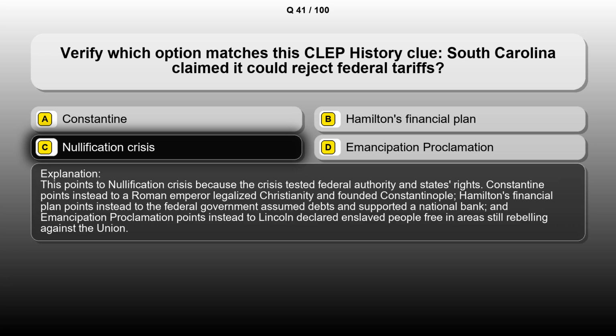This points to nullification crisis because the crisis tested federal authority and states' rights. Constantine points instead to a Roman emperor legalized Christianity and founded Constantinople. Hamilton's financial plan points instead to the federal government assumed debts and supported a national bank, and Emancipation Proclamation points instead to Lincoln declared enslaved people free in areas still rebelling against the Union.